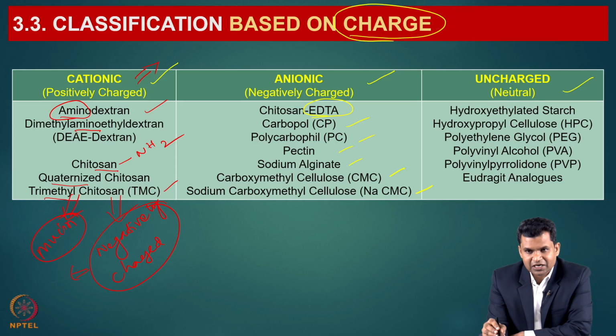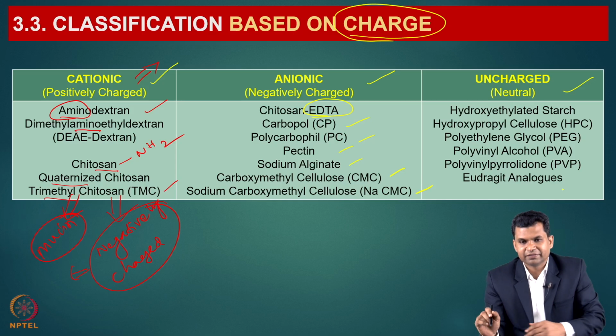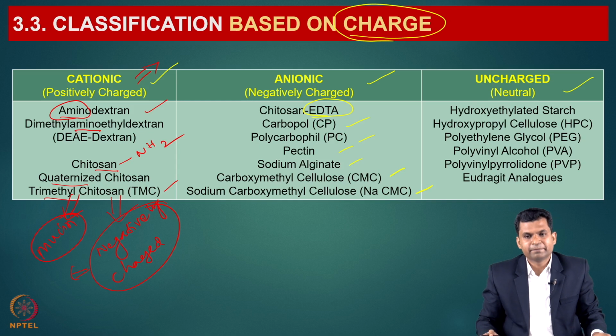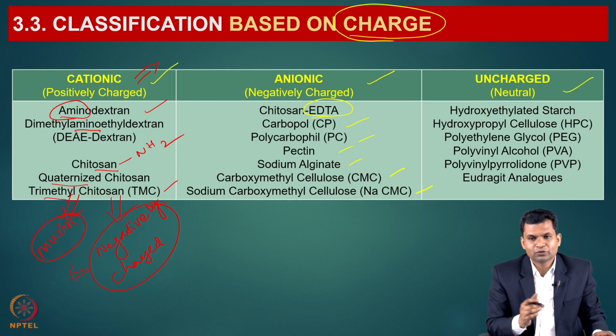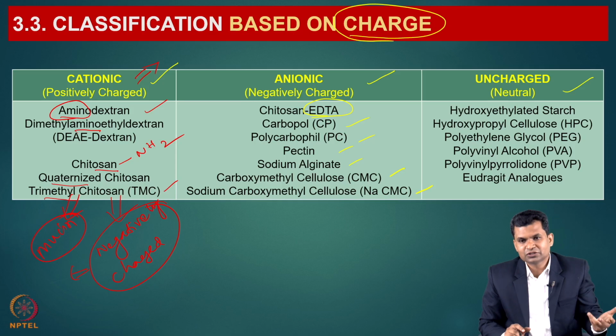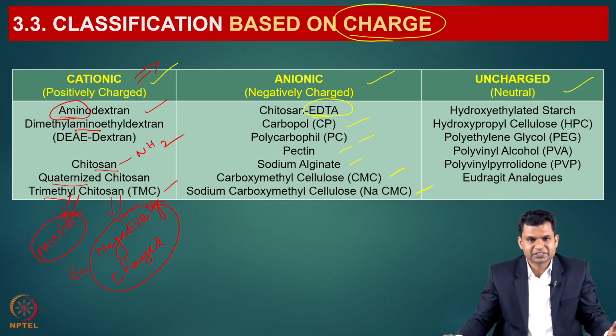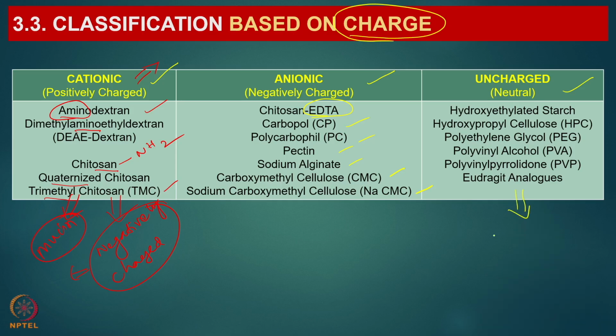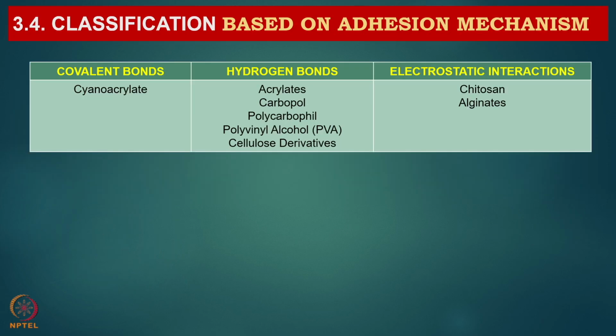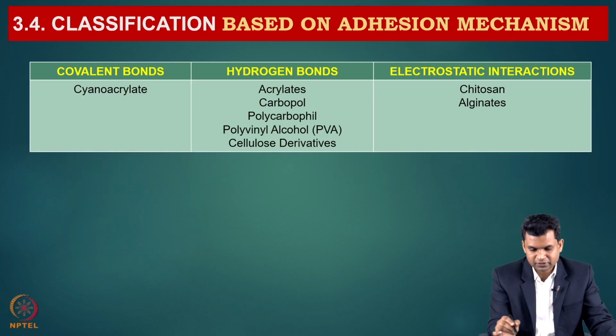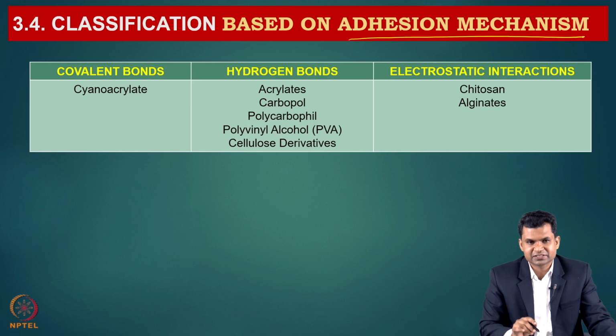Whereas, uncharged polymers will not show any charge on their surface, because they do not contain any type of amino and carboxylic groups. So, they will not show positive or negative charge, and comparatively, for biological applications these have low toxicity, similar to the surfactants. Now, classification based on the adhesion mechanism.